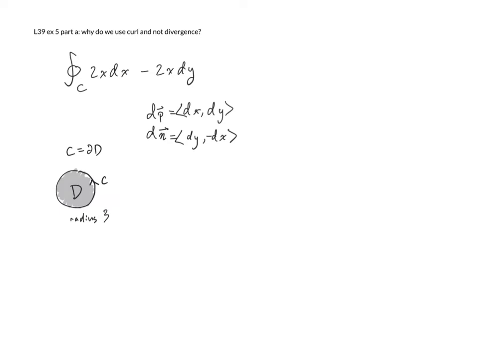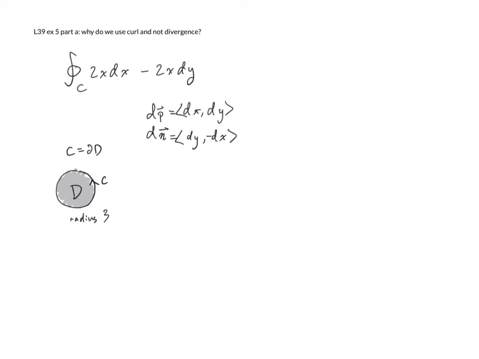So one question was, why for lecture 39 example 5 part A did we use curl, not divergence, to solve the problem? And the answer is almost certainly that I just find it easier to use the curl form of Green's theorem, because most of the time I look at a line integral and I convert it to flow form rather than flux form. But let's try converting this one to flux form.